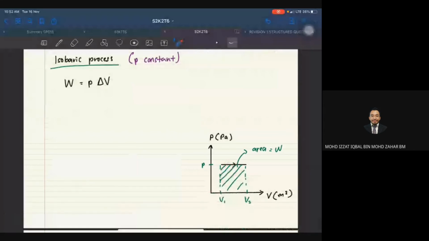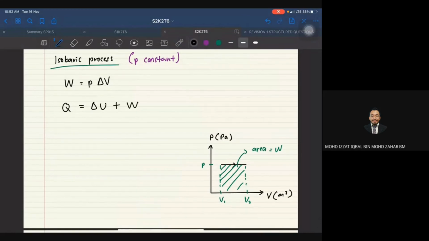Okay, alternatively you can write the first law of thermodynamics. Kalau kamu ingat, Q equals to delta U plus W. And I can substitute the values of W here. P delta V. Kalau nak masukkan lah. Kalau tak pun tak apa.